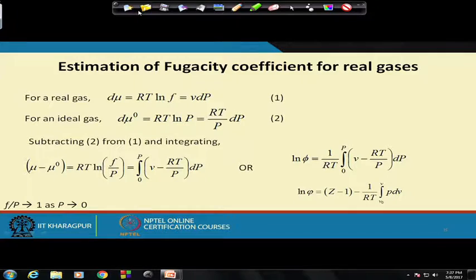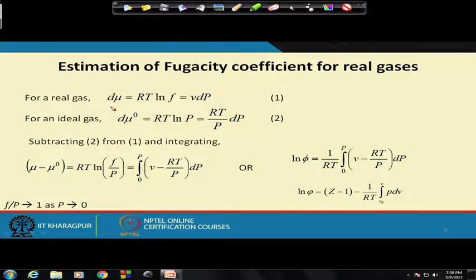Well, so in this class we are going to discuss the estimation of fugacity coefficient for real gases. Here again I would like to mention we are first going to discuss the estimation of fugacity coefficient for real gases, and then we are going to do it for the condensed phase. It's the same for the liquid as well as the solid. After that we go for discussing the fugacity coefficient for one particular component in a mixture of gases.